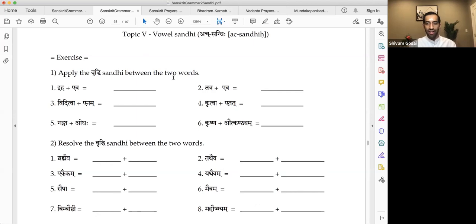Number 1, resolving the sandhi. This is a little bit more difficult. Clearly, ai replaced something here. It can replace either a or ai itself. So it can be Brahma eva, or it can be Brahma aiva, but there's no such word as aiva. So you have to know some vocabulary. Brahma eva.